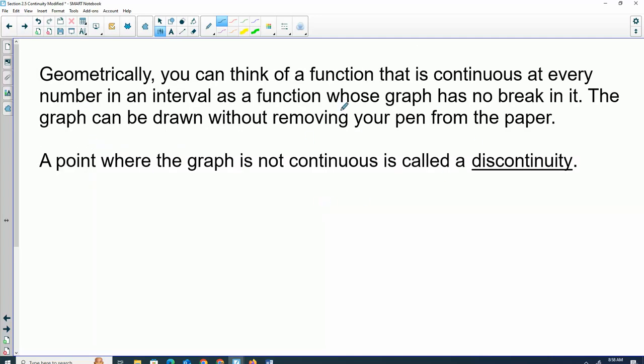We talked about this already. It's continuous if there's no break in it, if we can draw without picking up our pencil. Any place where you do have to pick up your pencil or there's a break in the graph, we call that a discontinuity, a break in our continuity.